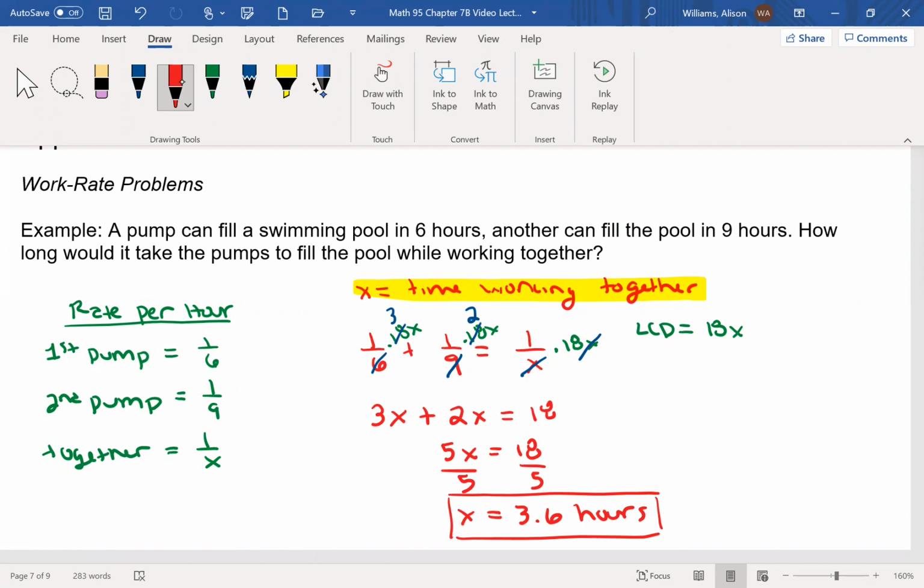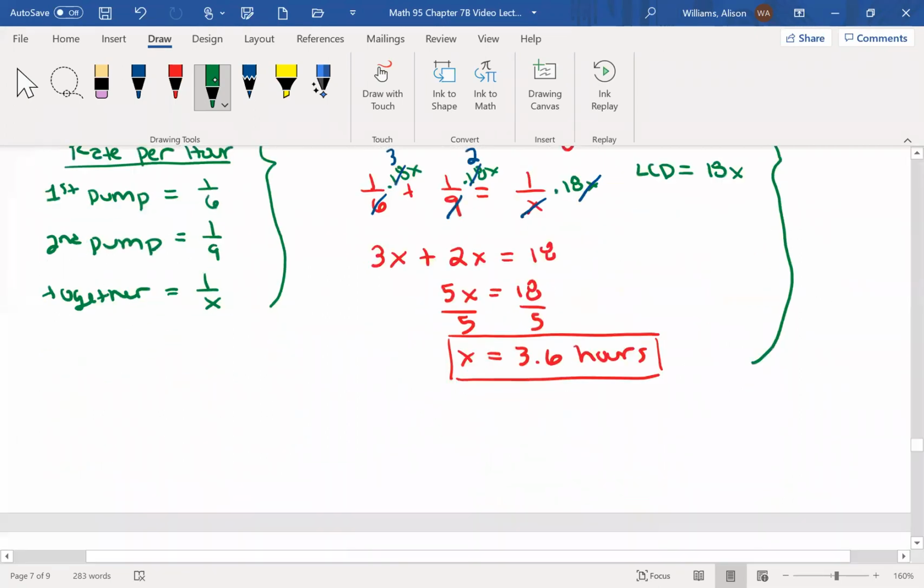Now, just a quick note, this work that we did over here on the rate per hour, you don't have to write that. This is enough work for each problem. Okay. But it's a good idea just to go through the thinking of why we're doing this approach. All right. So let's try it again.